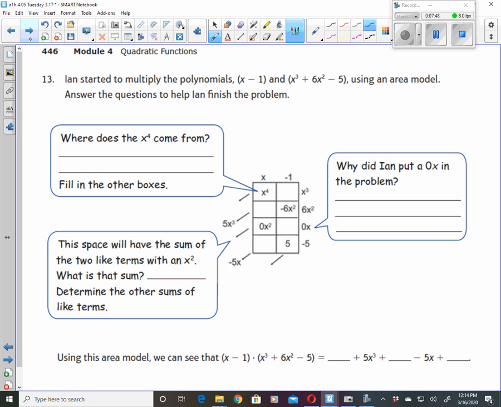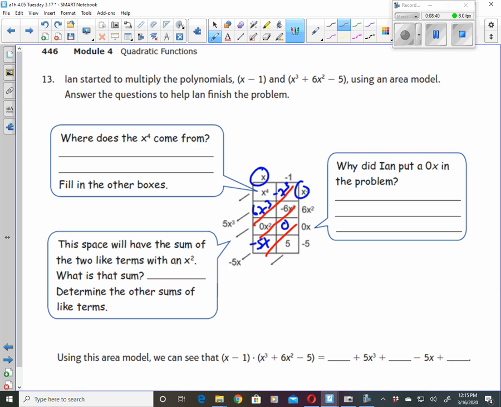Ian started to multiply the polynomials using the area model. Answer the question to help Ian finish the problem. Where does the x to the fourth come from? It comes from multiplying those two. So this becomes negative x cubed. This will become plus 6x cubed. This is going to become 0. This is going to become minus 5x. As you go through these, notice the cubics, the squares, the x's all add up.